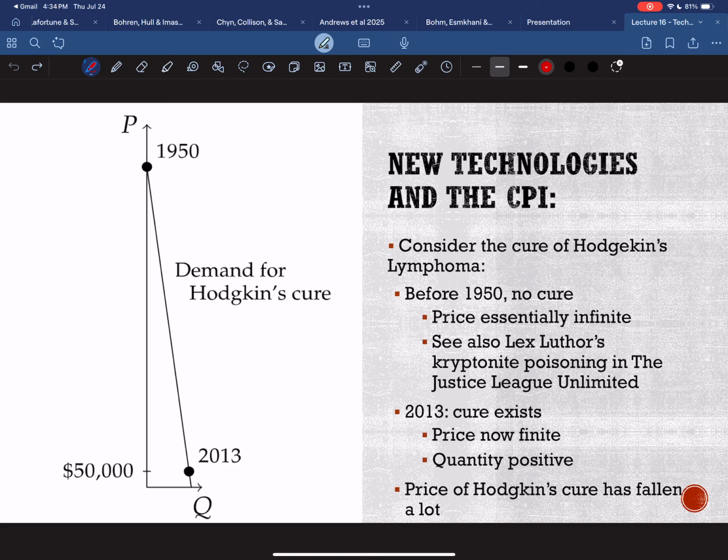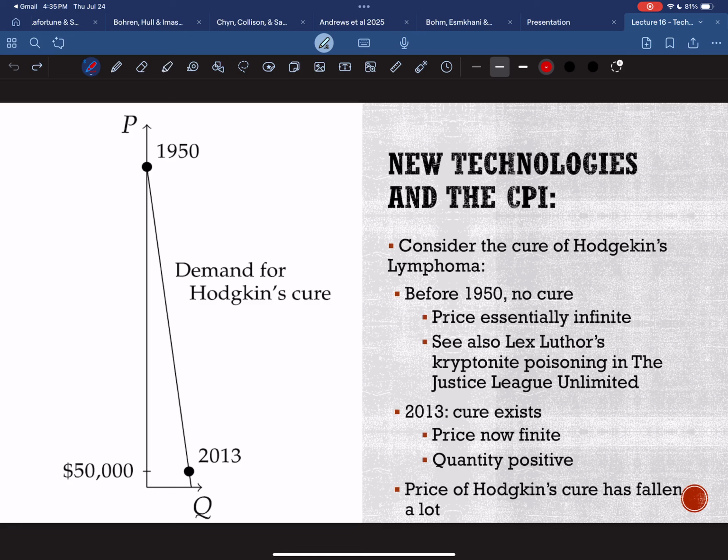So on a less dramatic level, and perhaps a more personally tragic level, if you had Hodgkin's lymphoma in 1950, you could be the richest man in the world. It wouldn't matter. A cure didn't exist. Go to 2013, a cure exists now. It's expensive, it's $50,000. That's a pricey cure. But the price is finite, and the cure exists, and so the quantity consumed is now positive.